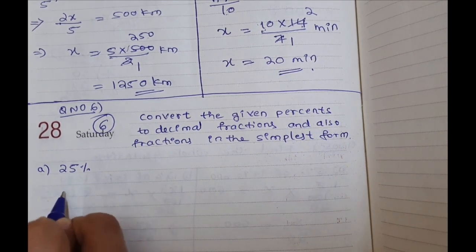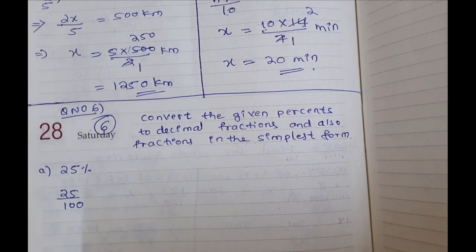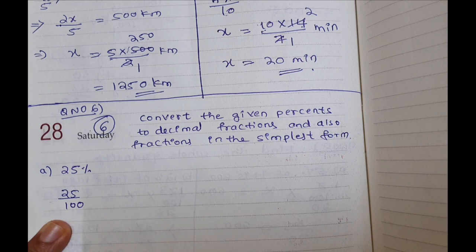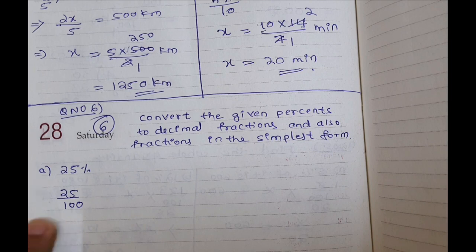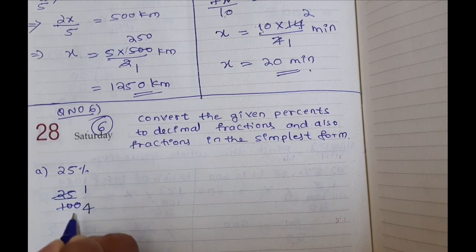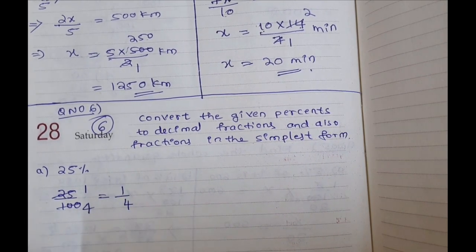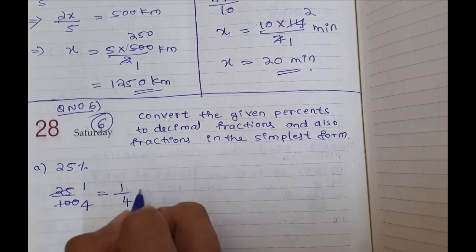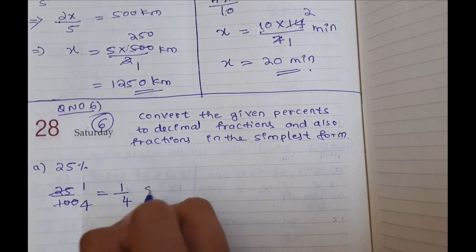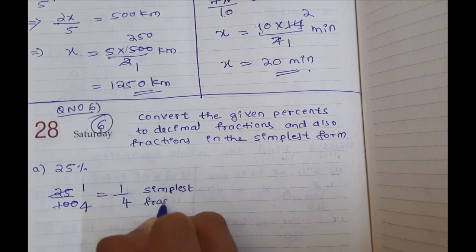How to write this in the form of a fraction? 25 divided by 100. Okay, this is in the form of a fraction, but this is not the simplest form, right? Because we can divide this further. We can simplify this further. How? 25 ones are 25, 25 fours are 100. So that means 1 divided by 4. This is the simplest fraction form.